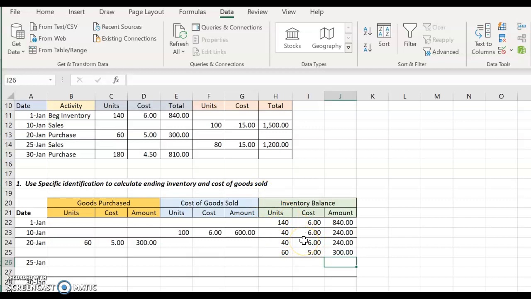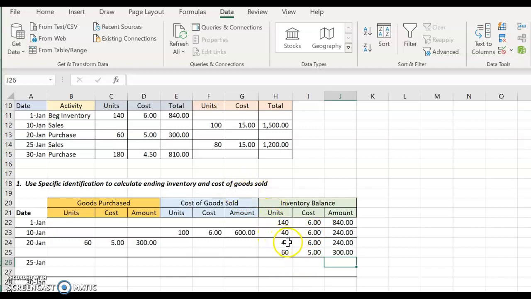We're on exercise 5-3. And at the bottom of the required, we'll see for specific identification, ending inventory consists of 200 units, where 180 are from the January 30th purchase. That's this purchase that we haven't done anything with. 5 are from the January 20th purchase. So we know that we have 5 of these remaining, and 15 are from the beginning inventory.